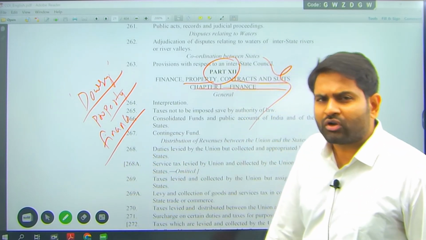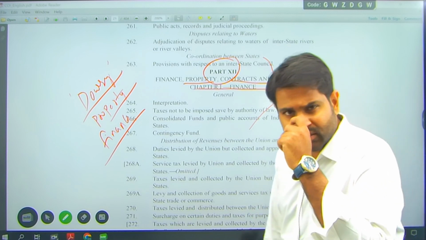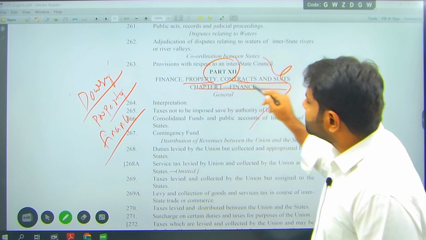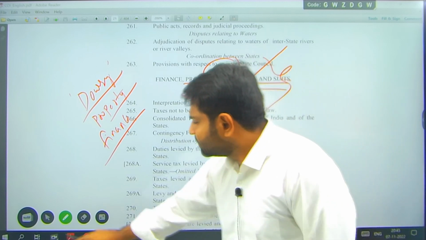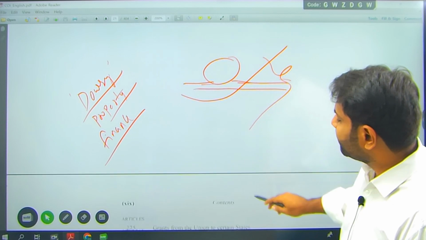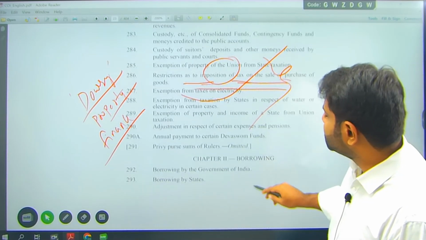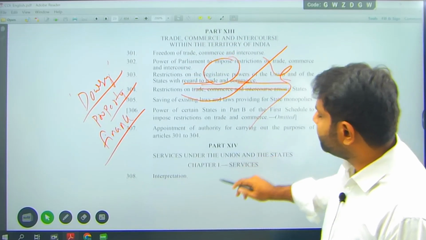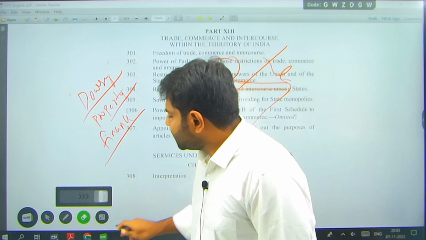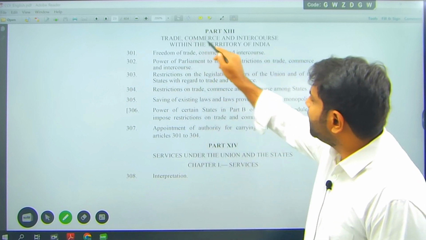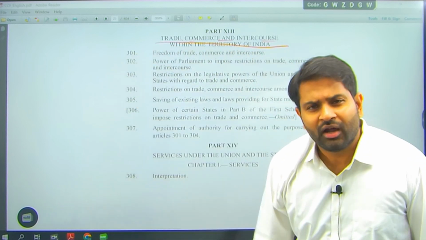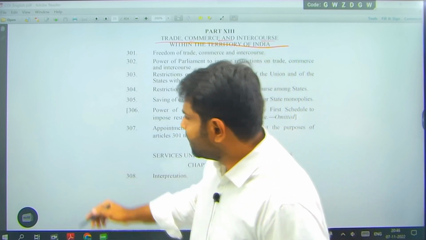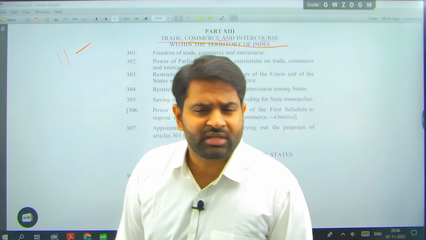So when we are talking about part 12, in part 11 it is the relationship between union government and state government, and part 12 is dowry. Dowry means finance, money, property, contract, suits. This is the chapter we have, that is part 12. The relationship between the federal units, right? Then came part 13. Part 13 is all about trade, commerce, intercourse within the territory of India. So what will you do with the money you get from dowry? You leave your job and start doing business, right? Part 11 is marriage, the relationship between central government and state government.